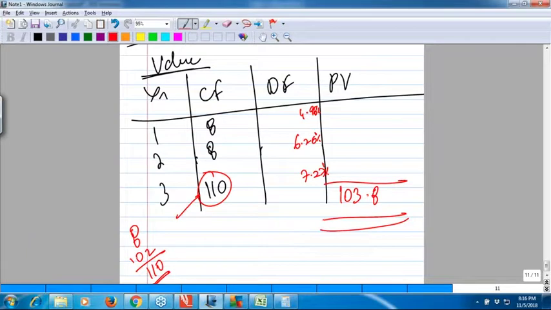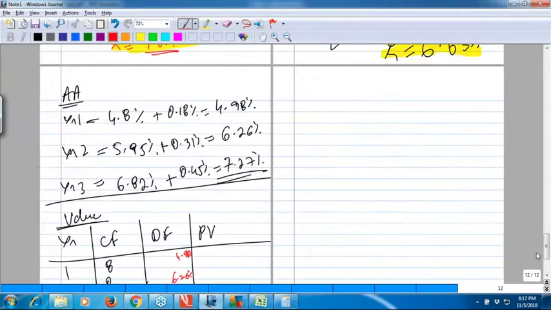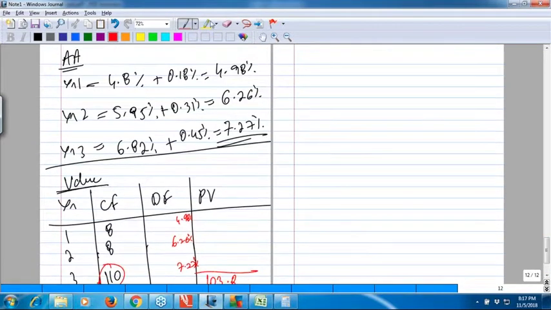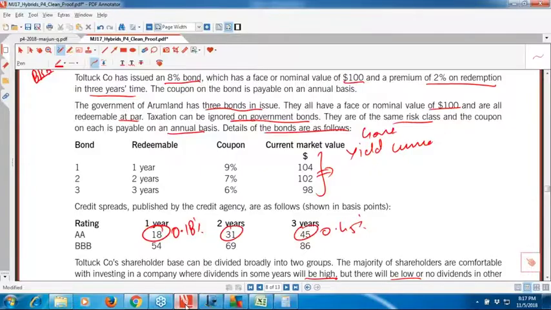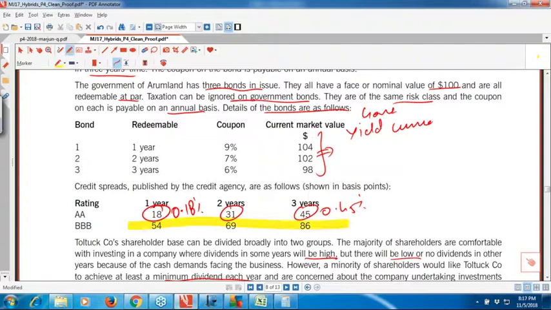103.8. Now, I'm not going to spend much time on this question, I'm not going to waste much time, but my objective is to discuss the question such that you are able to handle it on your own. What is happening here is we have established the value of the bond to be 103.8. Now, when is that? When the company had a credit rating of AA. If the credit rating went to BBB, the yield curve would be different, because if the credit rating is BBB, this would become 54, 69, 86 as the relevant basis that needs to be added or deducted.